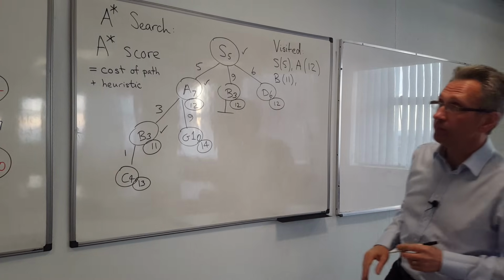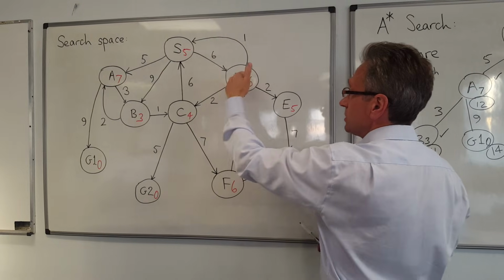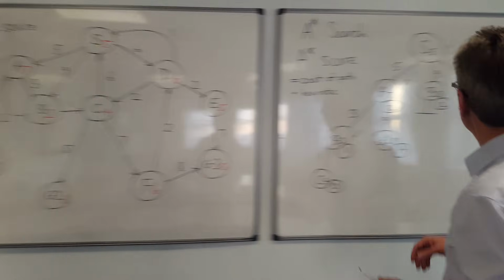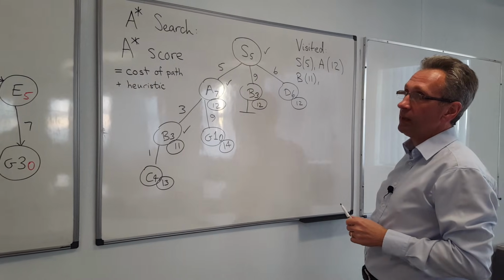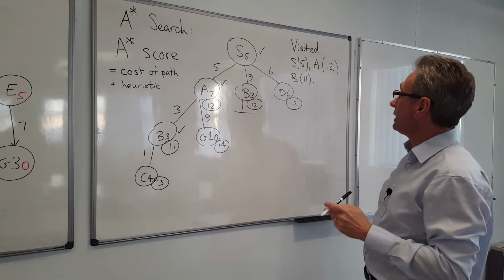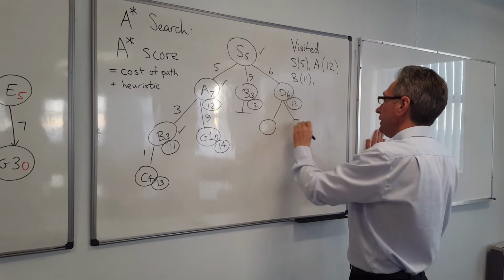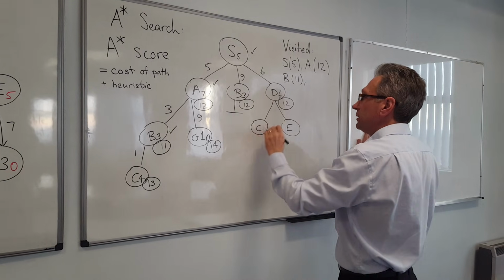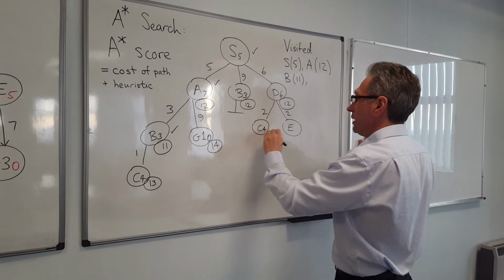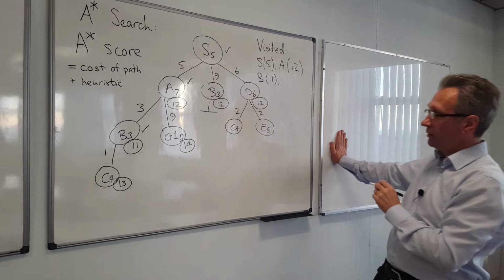Now look at D. From D we can go back to S, we can go to C and to E. The route back to S is not going to be visited because we've already visited that for an A star score of 5. However, we can add in C and we can add in E. The cost is 2 in each case. C has a heuristic value of 4. E has a heuristic value of 5.